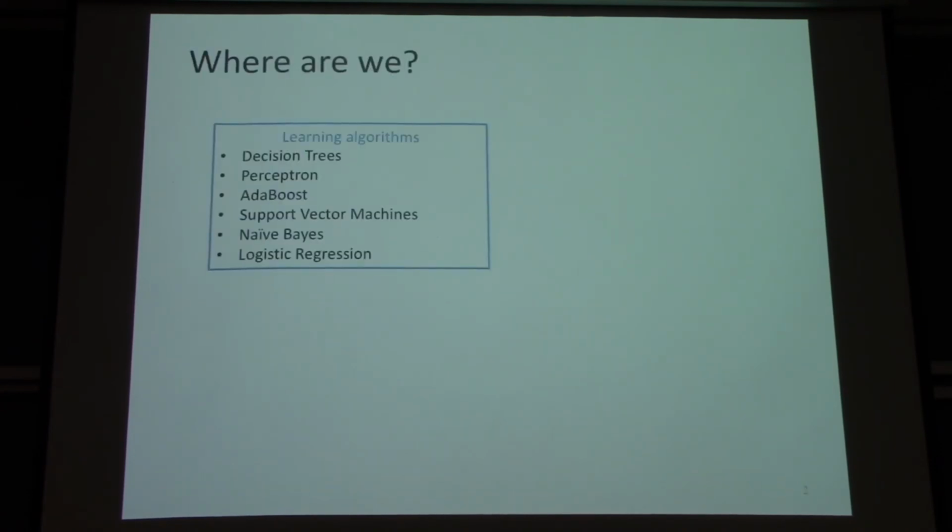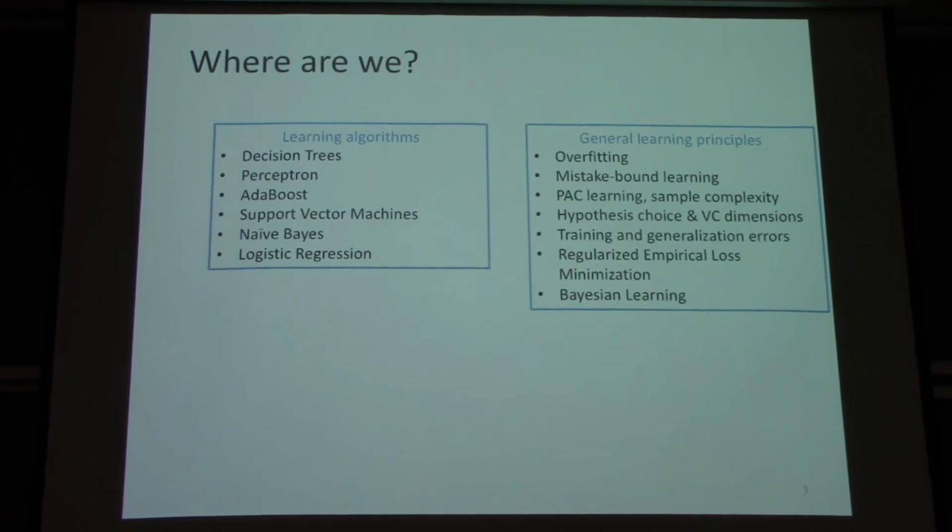Just to take a checkpoint of where we are, we've seen various classifiers. We've seen decision trees, perceptron, boosting, ensembles, SVMs, naive Bayes and logistic regression. We've also seen general principles of machine learning. The most important thing that we have to worry about is that we don't overfit a training set. We've looked at what is learning by answering the question under the mistake bound model. We've also tried to answer it under the PAC model and the Bayesian model.